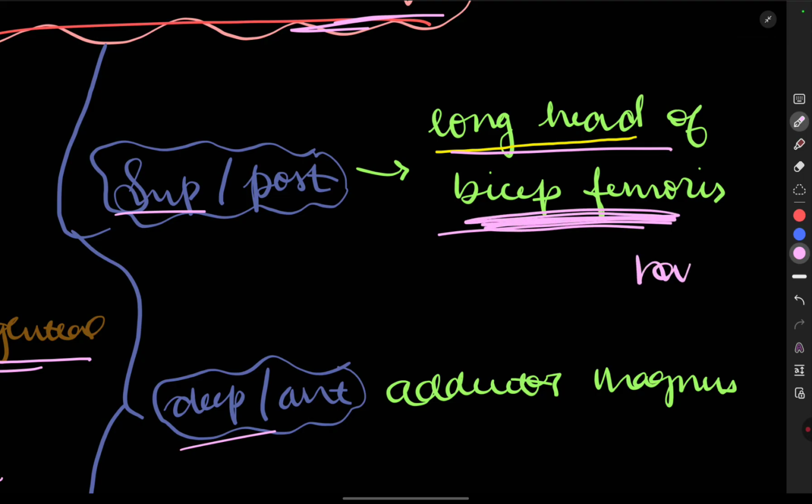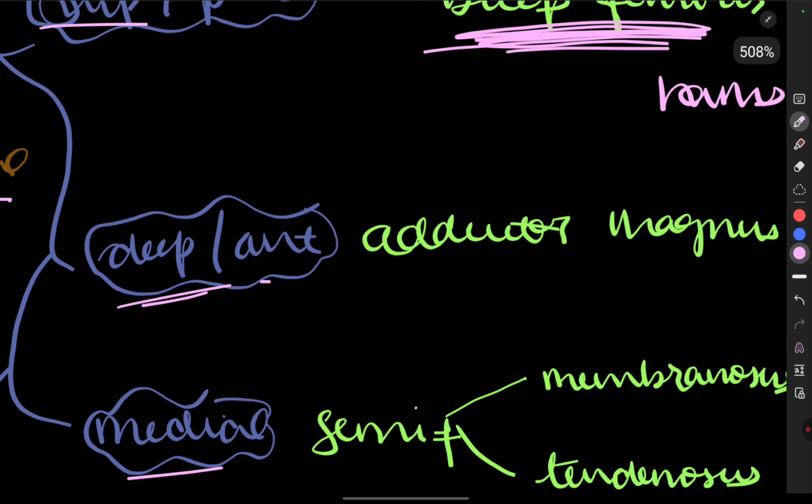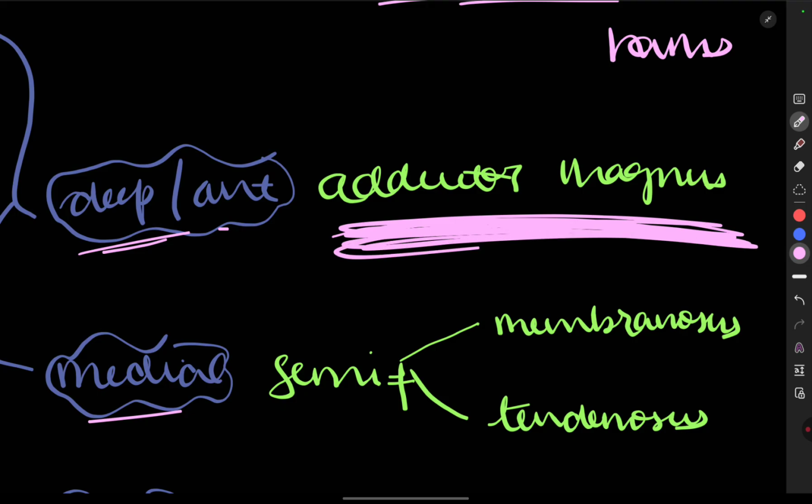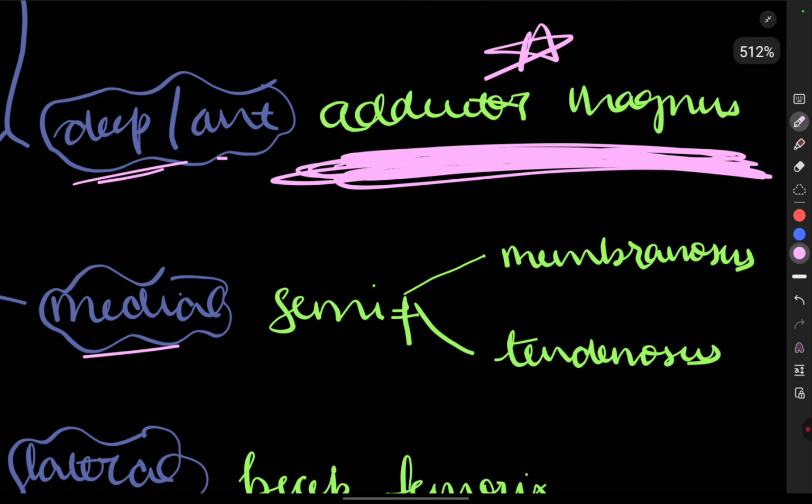It is a hamstrings muscle, the long head of the biceps femoris. Deep or anterior we have the adductor magnus muscle. This is a very important muscle, okay, very important muscle. So anteriorly we have the adductor magnus.